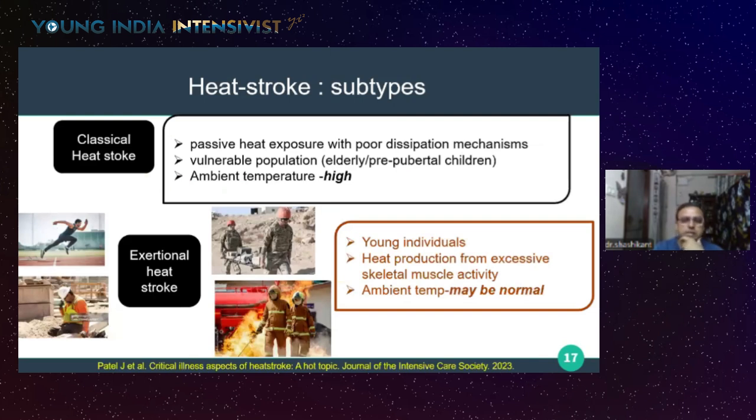Heat stroke has been classified into two types. One is classical heat stroke and another is exertional heat stroke. Classical heat stroke occurs in the elderly or pre-pubertal children, and it occurs because of passive heat exposure with poor heat dissipation mechanism. In classical heat stroke, usually the ambient temperature is very high. While exertional heat stroke usually occurs in young individuals, and there is excessive heat production from skeletal muscle activity, and many times the ambient temperature may be normal. Here we can see athletes, military personnel, firearm workers, and construction site workers. These are the susceptible groups of individuals who can present with exertional heat stroke.